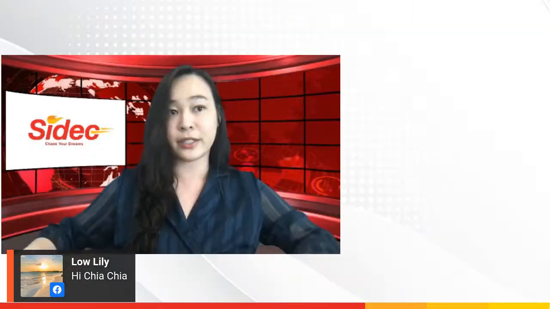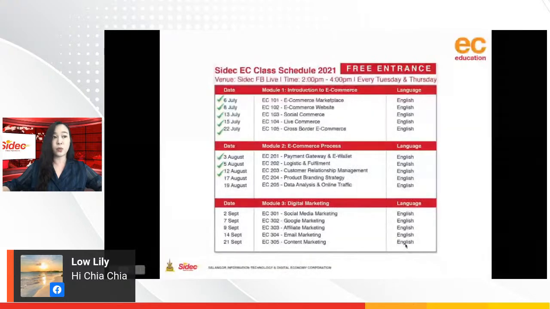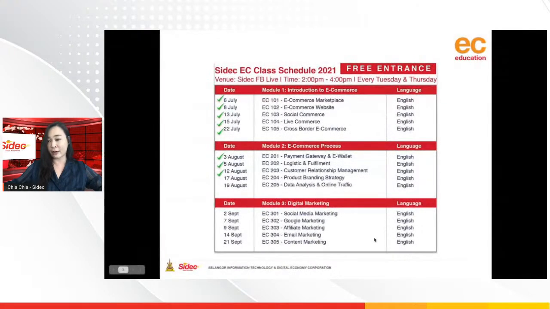So let me just share this with you. This is what the EC class has from last month until September. Today we are on this topic, customer relationship management, 12 August. Next week, we will have product branding strategy as well as data analytics. And in September, we'll cover more deeply in terms of digital marketing.